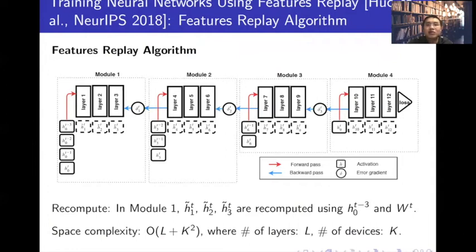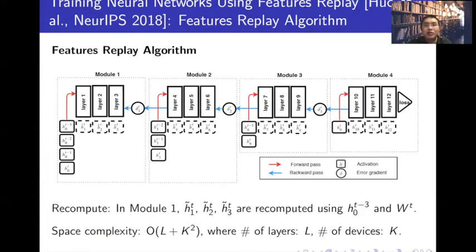However, there is one issue. By using the BP decoupled delay gradient algorithm, DDG, layer 1, layer 2, and layer 3 should store the activations of the previous time steps, which is very space consuming. To solve this problem, we propose to use the feature replay algorithm.